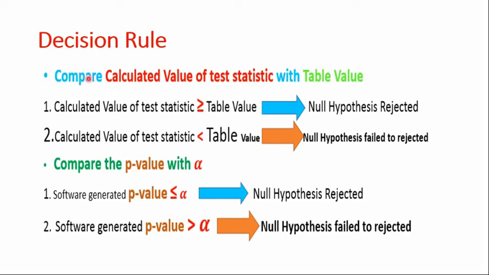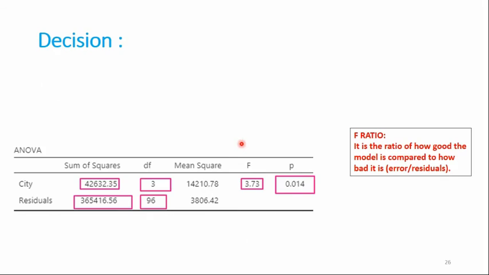Decision rule. Compare the calculated value of the test statistic with the table value. If the calculated test value, in our case the F value, is greater than the table value, then the null hypothesis is rejected. Second criterion: compare the p value with alpha. Alpha means the level of significance. If the p value is less than or equal to alpha, the null hypothesis will be rejected. Friends, you can use either criterion, and you will get the same results.